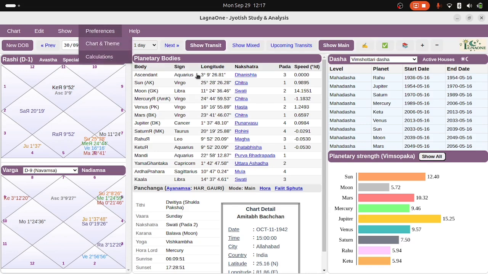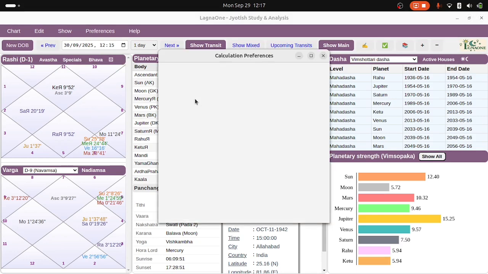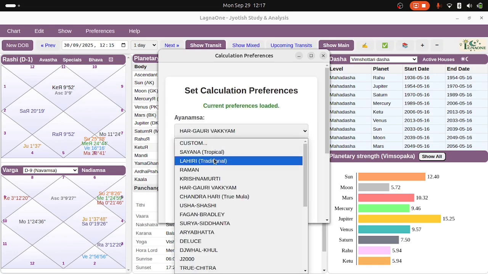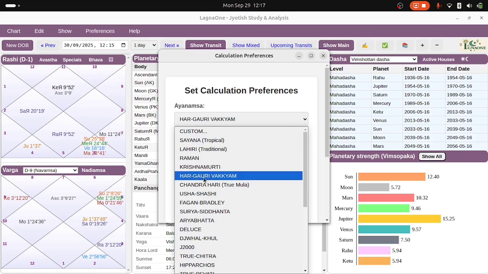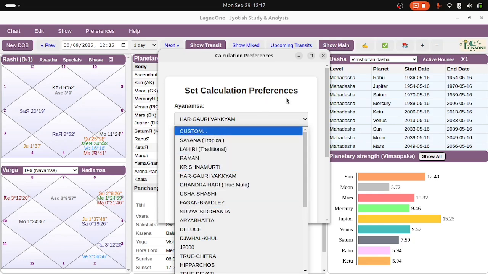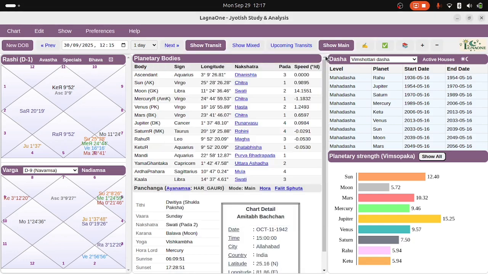Okay, there it is. You can do custom also. This is the new release. So see, Har Gauri Vakhyam. This is the Ayanamsha you will use here. Otherwise, these are the typical ones you already know about.